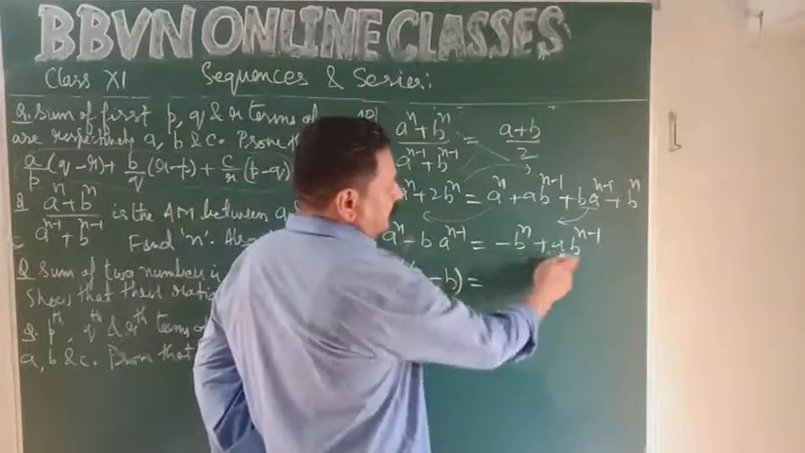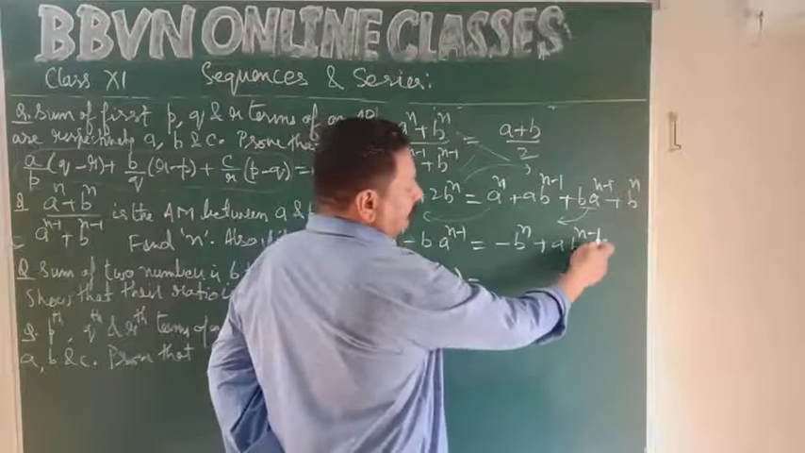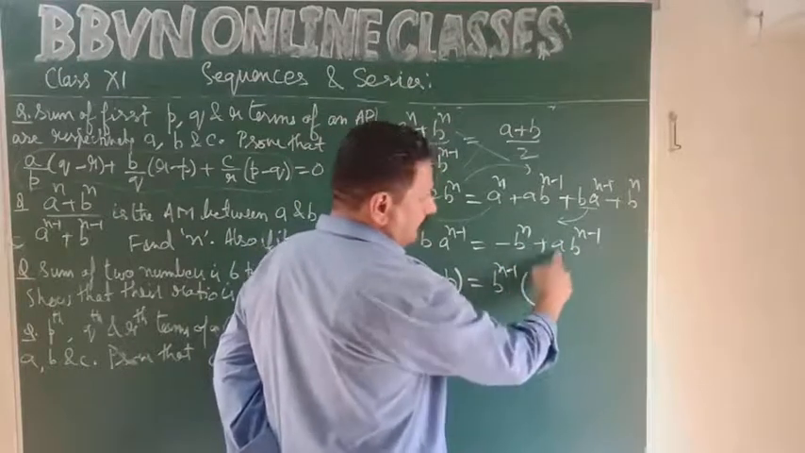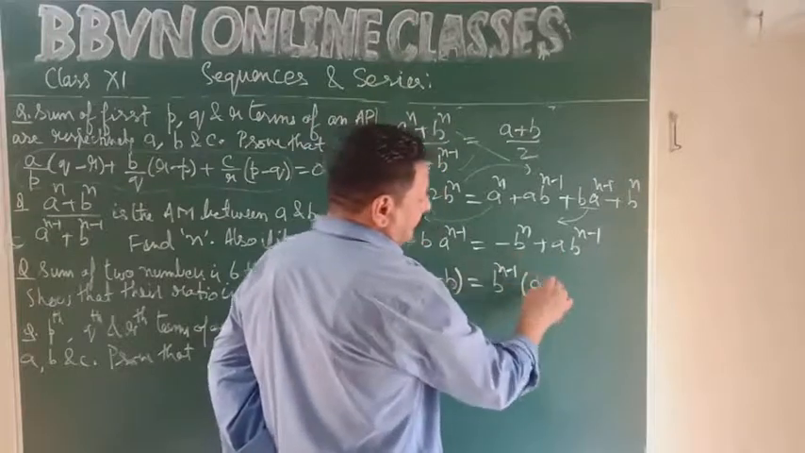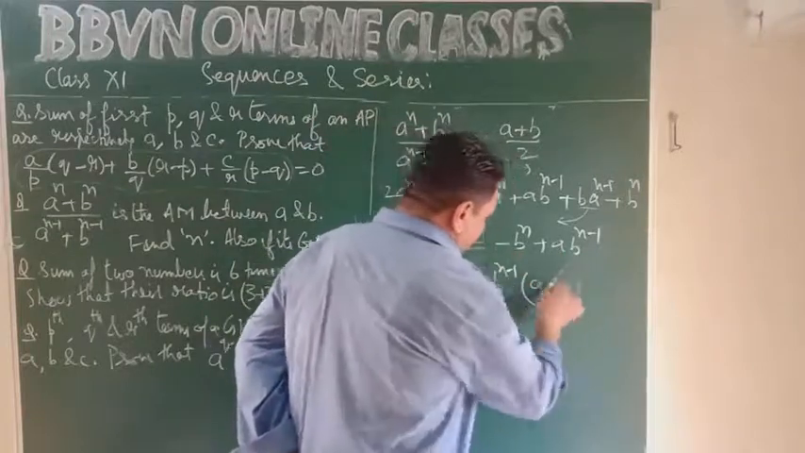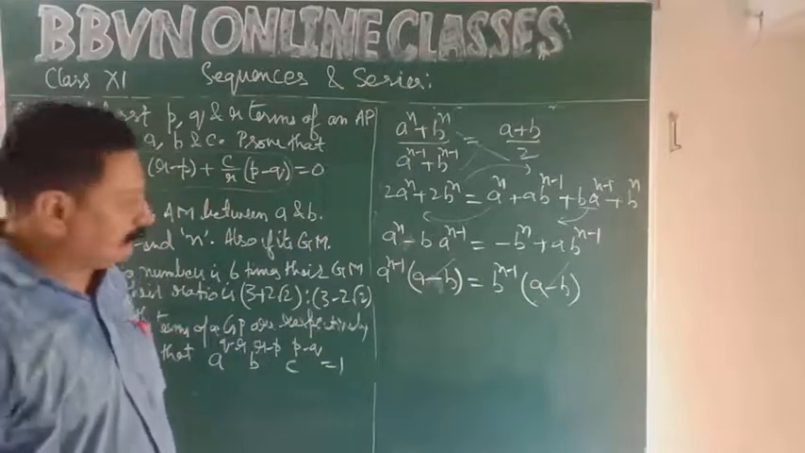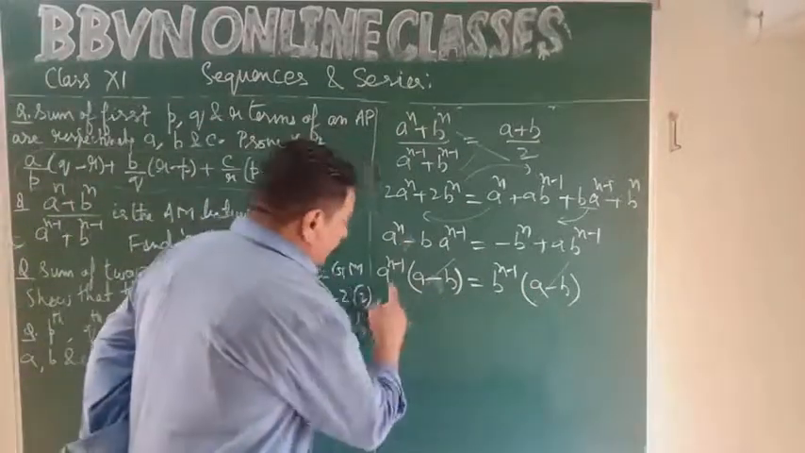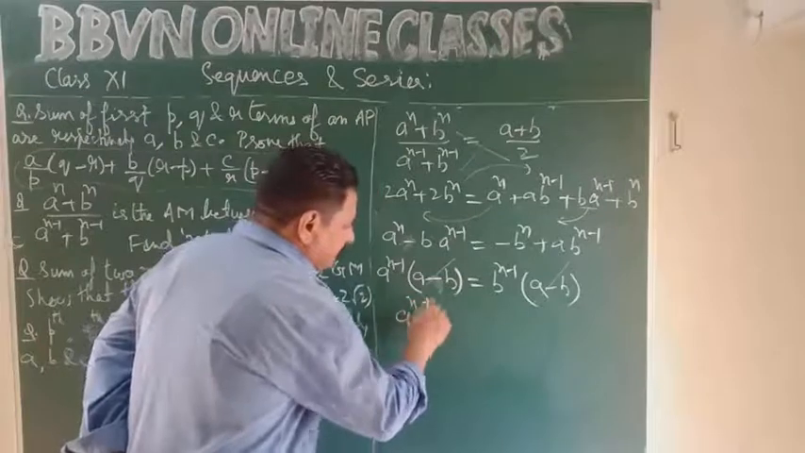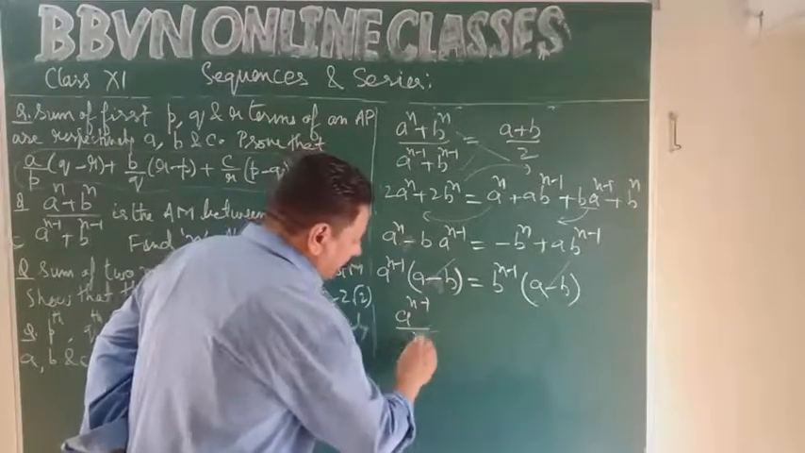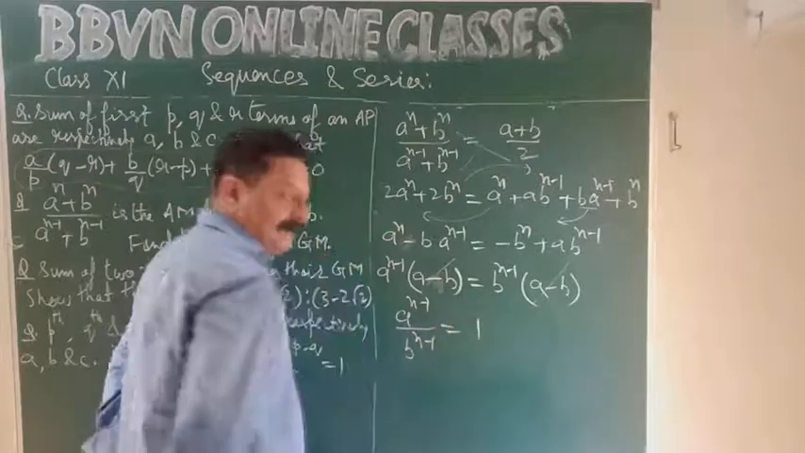Now in these two, b power n and b power n minus 1, this is the smaller term, we will take b power n minus 1 common. So here we are left with positive a and here minus b. Can we cancel this out? It's a common factor to both LHS and RHS. Now a power n minus 1, bring this term in the denominator, upon b power n minus 1, equal to, here we are left with 1.